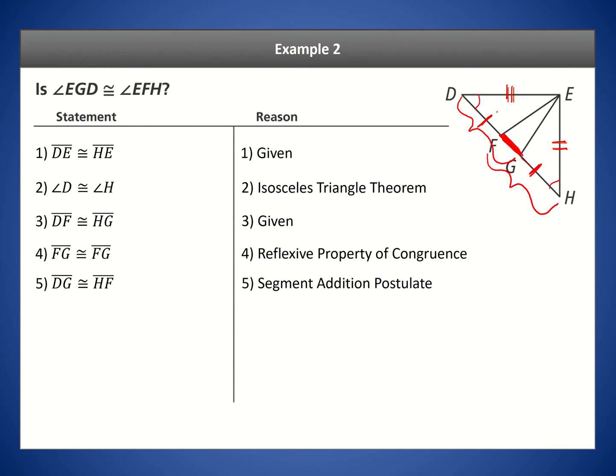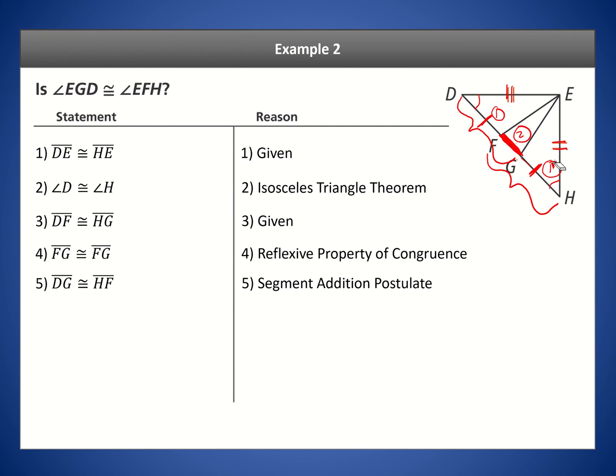Remember that if I take this line segment and this line segment, that's going to give me DG. And then if I take HG, which I'll call 1 prime, just to distinguish this from the 1 here, and add it to 2, that gives me HF. And we know that since 1 prime and 1 are the same, and 2 is identical to itself, then these two sets of segments add up to the same length. And so we know that DG has to be congruent to HF.